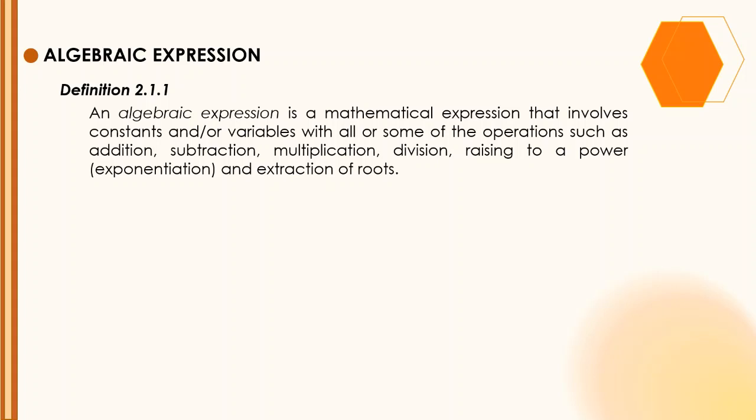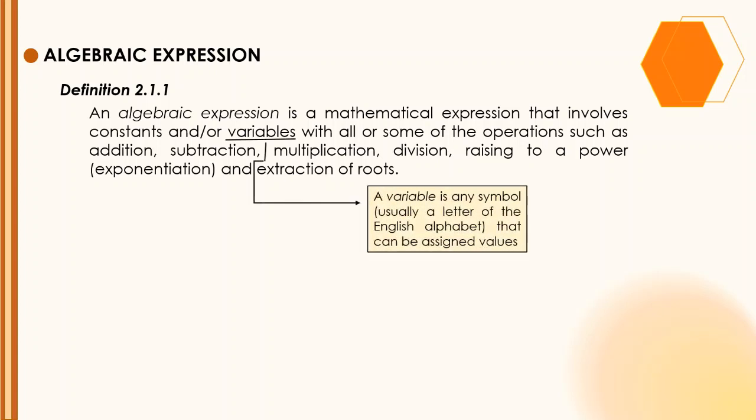Before we give an example of an algebraic expression, we will define first what is variable and constant para maliwanag sa ating lahat kung ano ang constant and variable. When we say a variable, that is any symbol, usually a letter of the English alphabet that can be assigned values. For example, the formula A is equal to LW, in which A, L, and W represent the area, length, and width of a rectangle respectively.